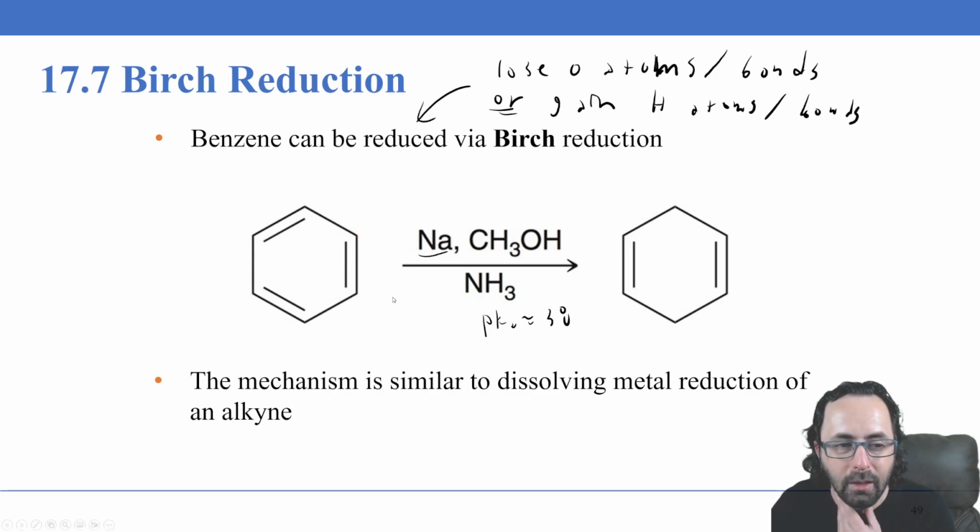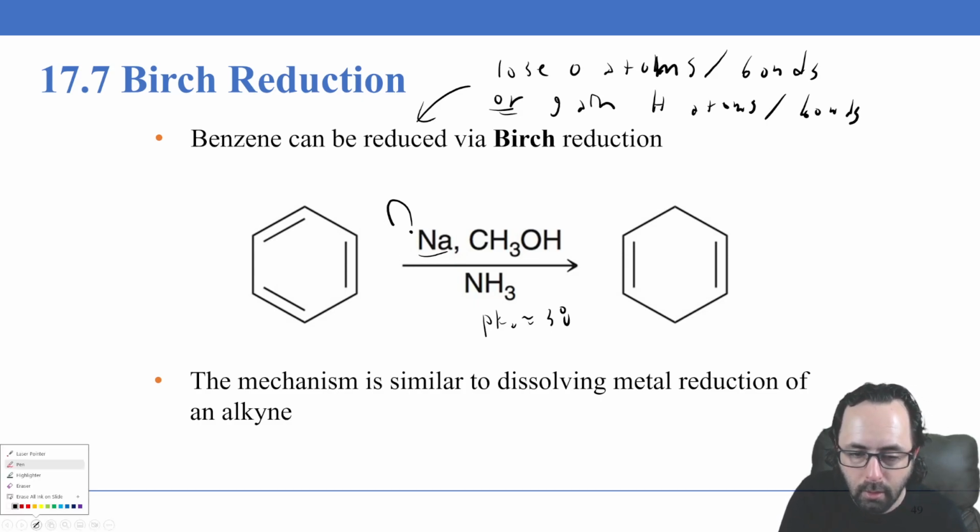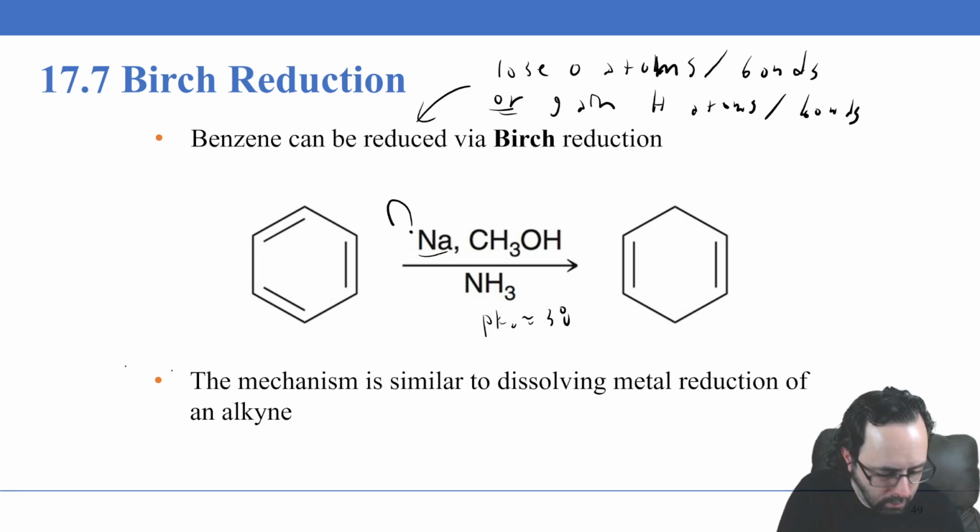Remember this mechanism from chapter 10: the dissolved metal reduction for alkynes proceeded through a kind of ionic and radical mechanism, a kind of unique mechanism. So recall in that mechanism we had the sodium with a single electron, and so we had this radical mechanism going on where the sodium gave an electron, and I drew this arrow wrong. I'm going to undo that.